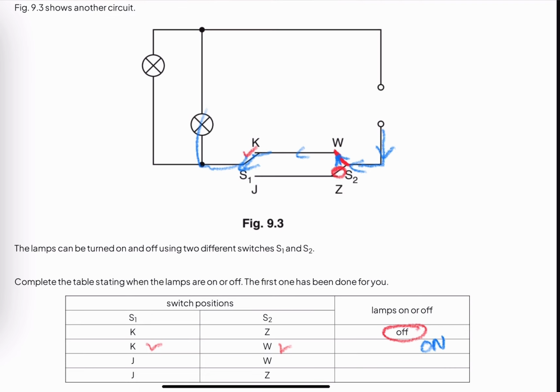Okay, so the next scenario is when the first one is with J and the second is with K. So it means it is attached there with J, not there, and this is with W there. Okay, not there. So let's see, the current starts flowing from this point, it will come this way, go there, and there is no path to flow, so it will be off. Okay, because that is a dead end.